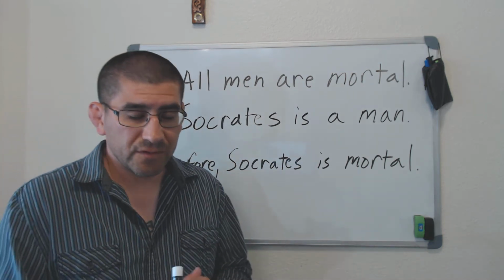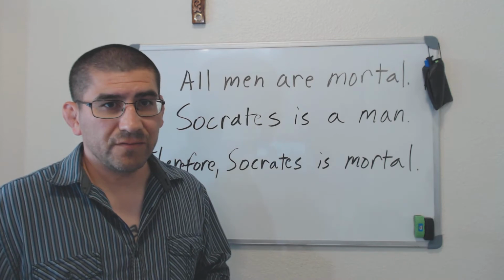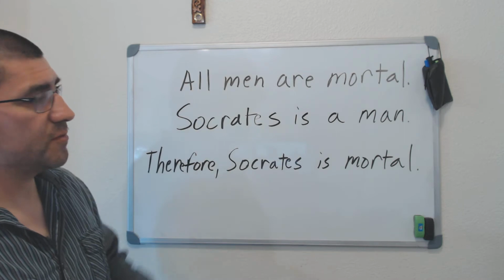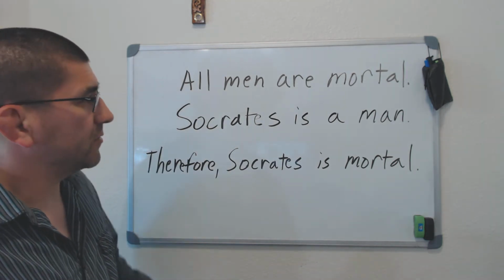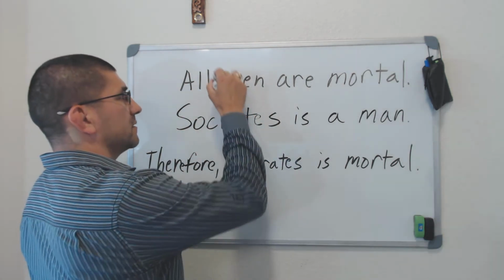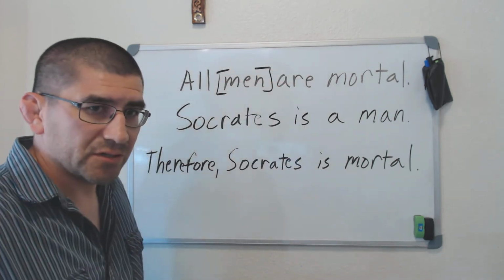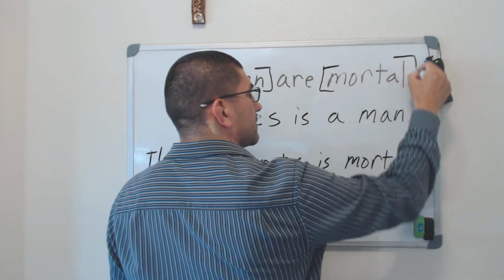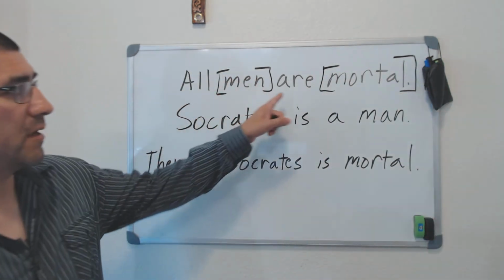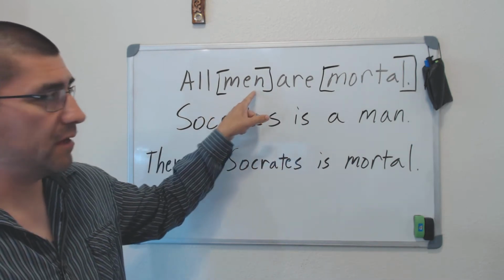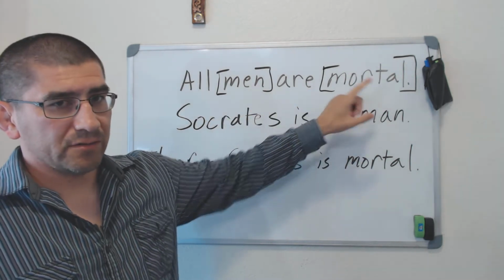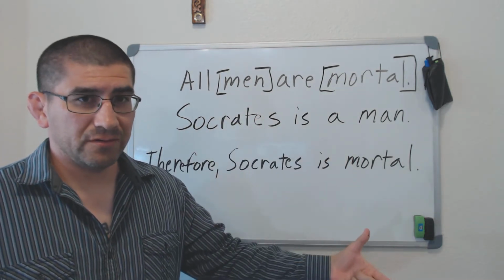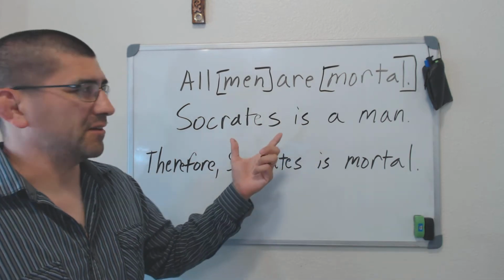Now, the first thing we've got to do is put this into logical form if it's not in logical form. With the first premise, we have all men are mortal. I'm just going to put the subject term and the predicate term into brackets. The subject term is men, and mortal is the predicate term. I can also say all men are that which are mortal, but it's not necessary here.